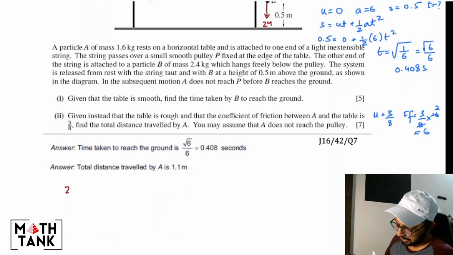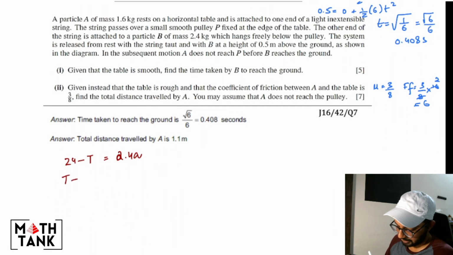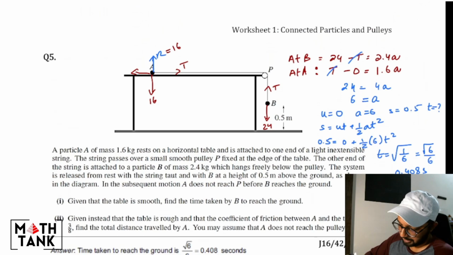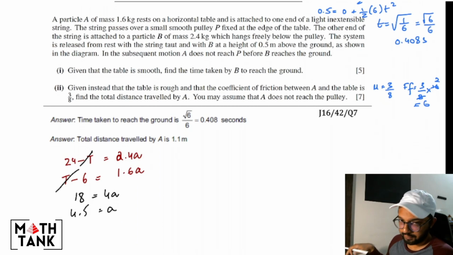I'm going to write again that 24 minus T equals 2.4a. And this time I have a frictional force in this as well, so the frictional force is right now 6. That's what I just calculated for you. So T minus 6 equals 1.6a. So this time the acceleration of the system is 24 minus 6, which gives me 18, and that's 4a. So a is basically, I think, 4.5 if my calculations are correct. So 18 divided by 4.